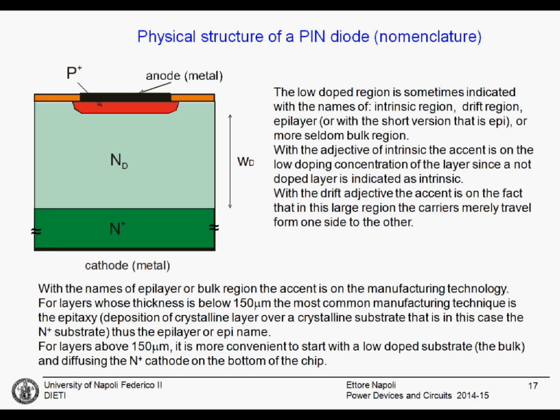You start from a semiconductor chip that is very lightly doped, the bulk. It is very wide, more than 150 microns. And then you diffuse the anode on the top and the cathode on the bottom. So the cathode is diffused in this case, it's not the substrate. But these are different names, but the object is always the same. This low doped region.